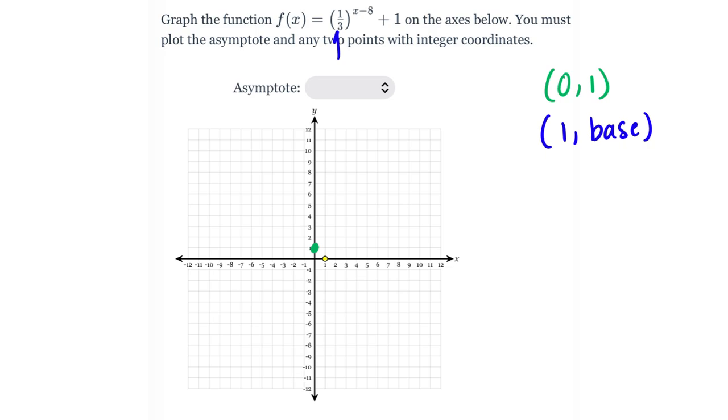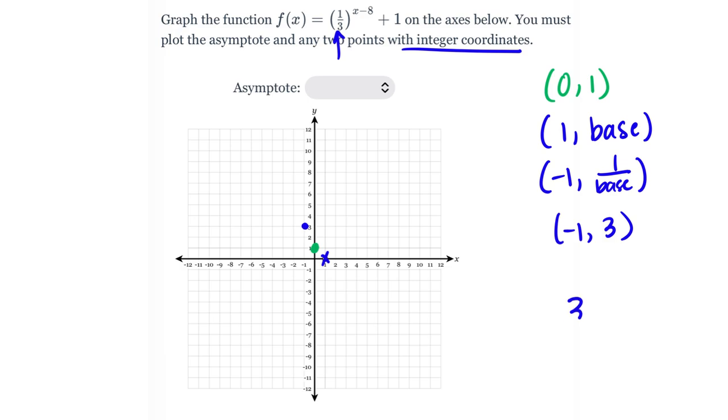Now, in this case, the base is 1/3. So if you want to stick with whole numbers, which we do, and actually it requires that we have whole number points, we're going to do -1 and then the reciprocal of the base. So in this case, it would be -1, 3. So we're going to move this point to -1, 3. If it were 3 to the x, then we would use positive 1, 3 as our second point, okay?